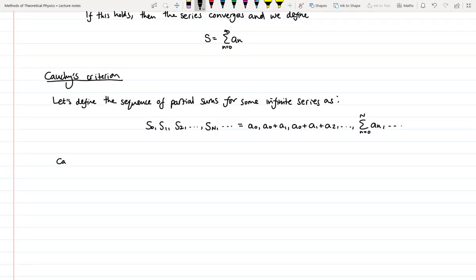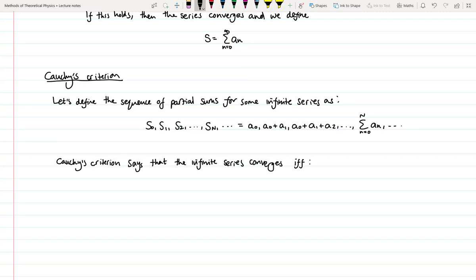Cauchy's criterion says that the infinite series converges if and only if, so that's if with two f's, if and only if the following statement holds.